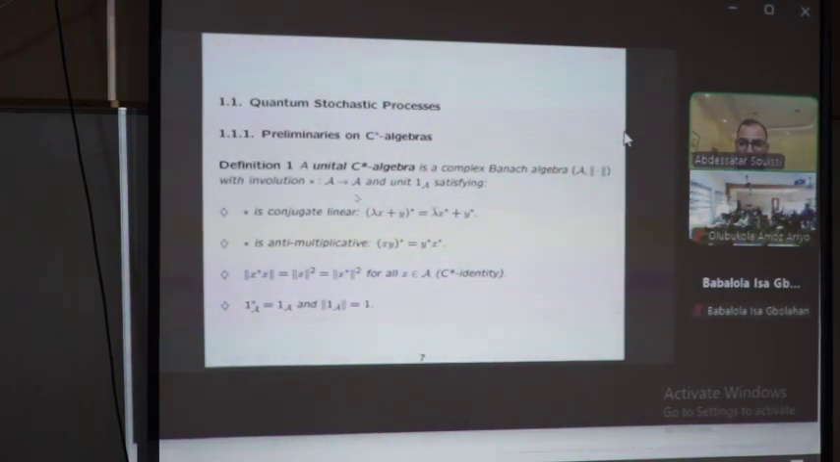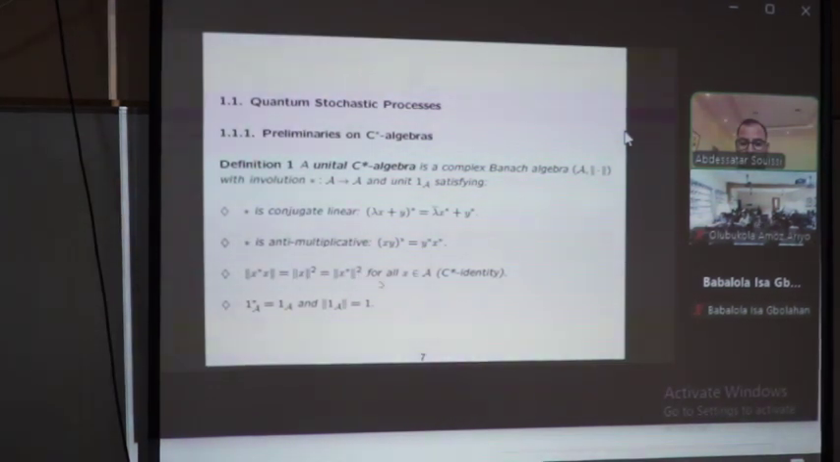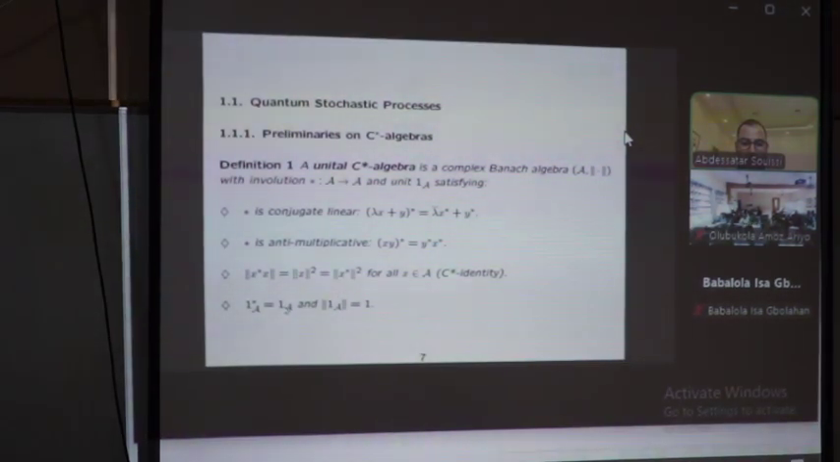So a C-star algebra is an involutive algebra, an algebra with unit, and we have an involution satisfying these properties. It's a star map. It's conjugate linear, anti-multiplicative, and the norm over this algebra satisfies this identity. The norm of x star x is the same as the norm of x squared and the norm of x star squared. And the norm of the identity equals 1.